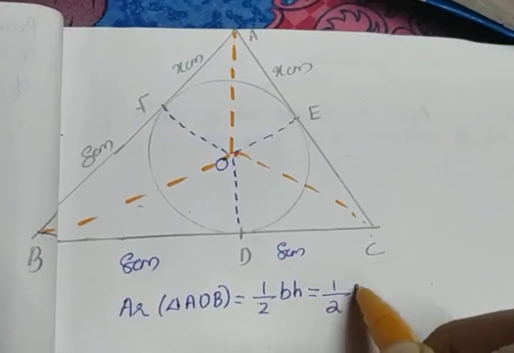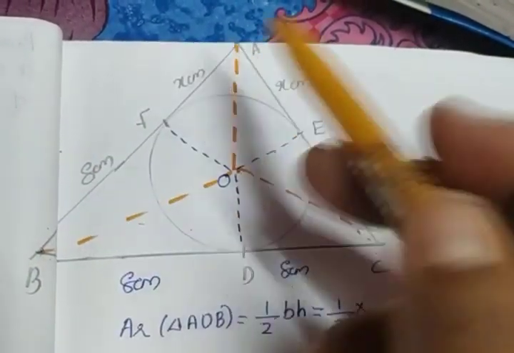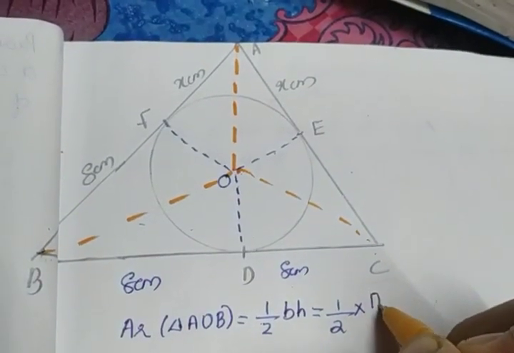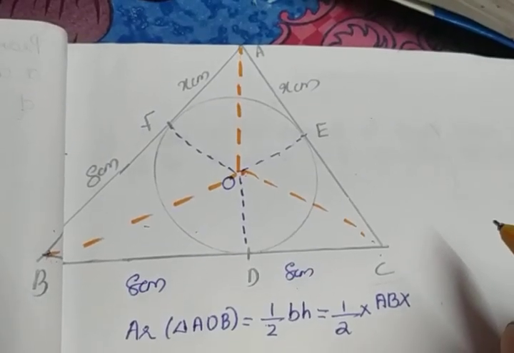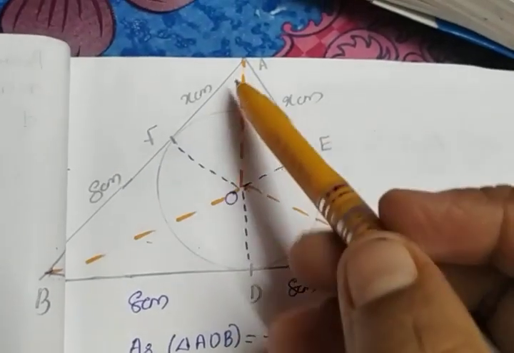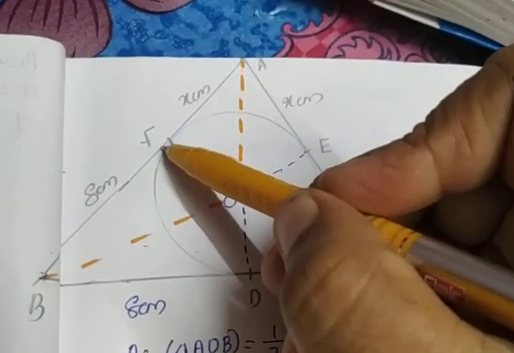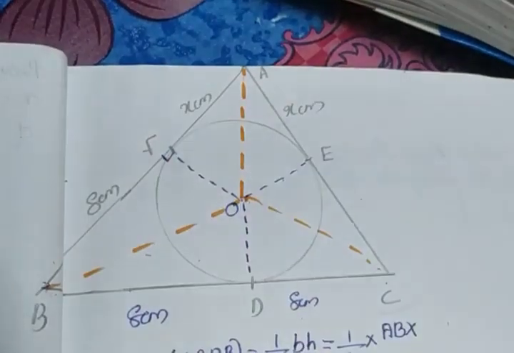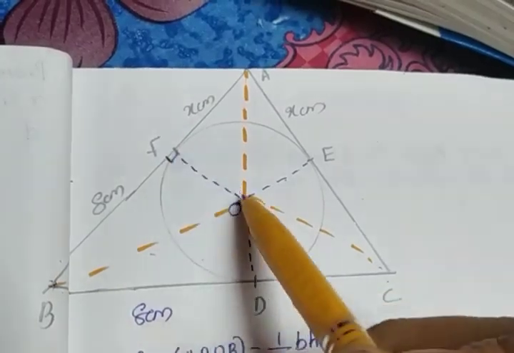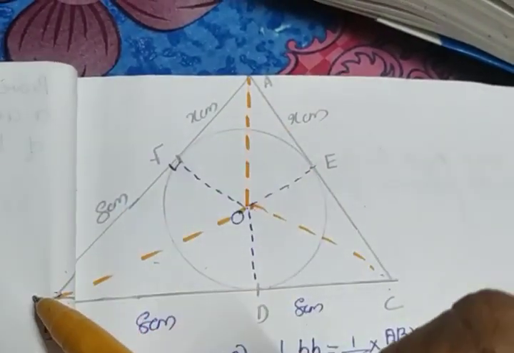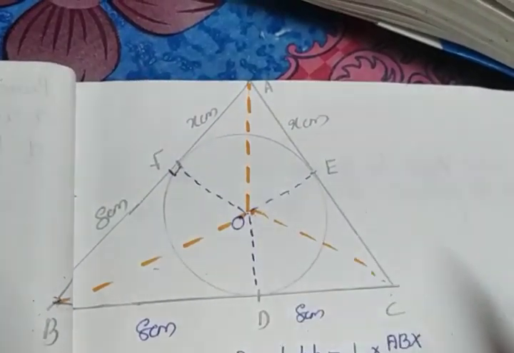So half into base, we are taking the base as AB. Why? Because we know the length of AB. That is the reason. So half into base AB into height. What is height? Height is the perpendicular line drawn from the opposite vertex. We took the base as AB, so the opposite vertex is O and OF is perpendicular. Why? Because OF is the radius and F is the point of contact. By the theorem, it is perpendicular. That means OF will be acting as the perpendicular height to AB. If we are taking AB as the base, OF will be the height of the triangle.